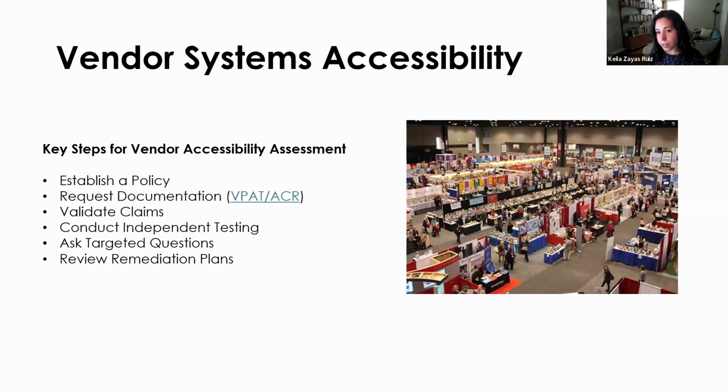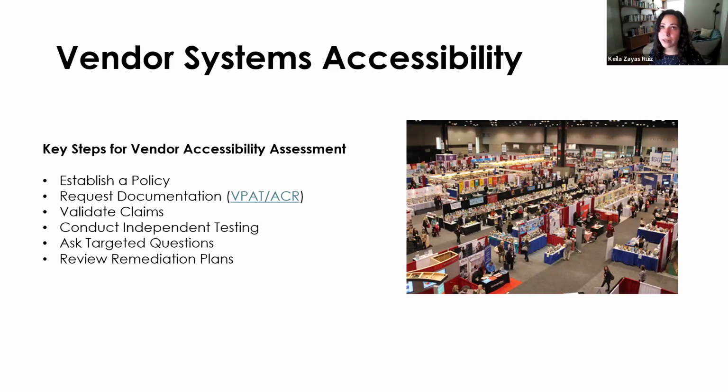You want to test products directly using tools like the Wave extension, confirm remediation plans for issues, and then monitor compliance over time. Key steps include setting clear WCAG 2.2 AA standards, demanding evidence of expertise, and evaluating product compatibility with assistive technology.